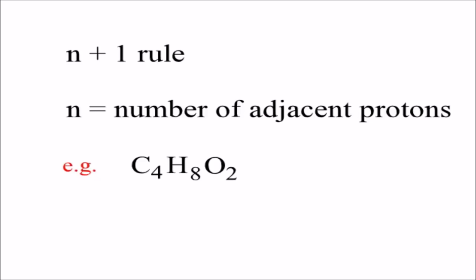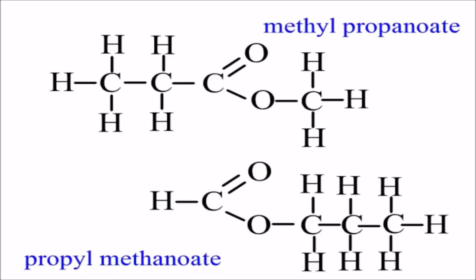I'm going to take a look at 2 different esters that can be formed from this formula, C4H8O2. And here they are, methyl propanoate and propyl methanoate. These will give completely different NMR spectra. In fact, even the number of peaks in their 2 NMR spectra will be different. So let's consider the number of peaks and as well consider spin-spin splitting of those peaks.